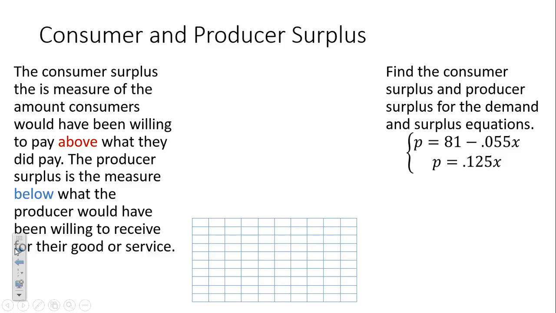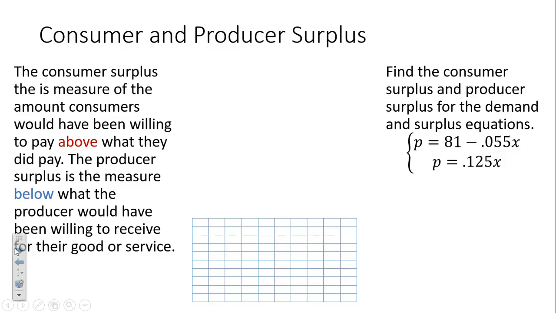So, to find that, we have two equations. One of them is P equals 81 minus 0.055x. And the other one is P equals 0.125x. Looks really bad. But if we wanted to find out where those two lines would intersect, what would we do? We could graph it, but I don't know if you want to deal with a slope that's 125 thousandths or 55 thousandths, right? So let's think about how we would find this algebraically. How would we find the place where these two intersect algebraically?